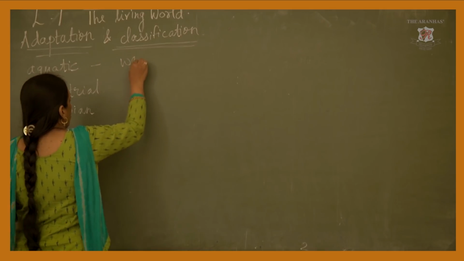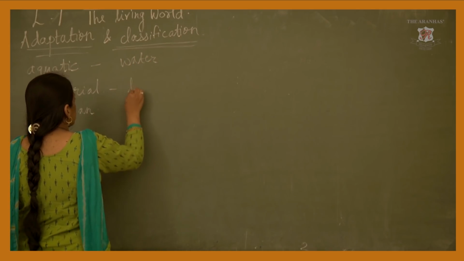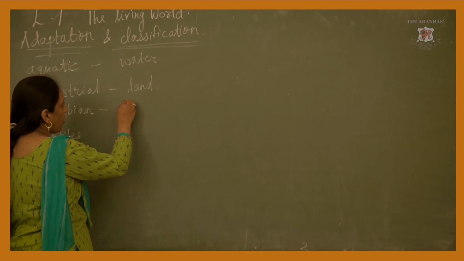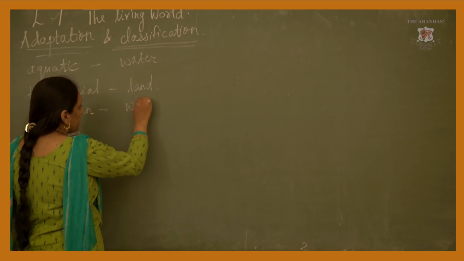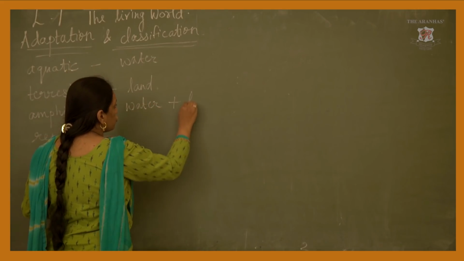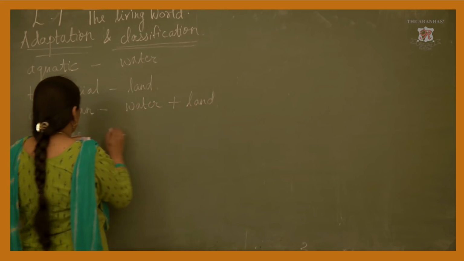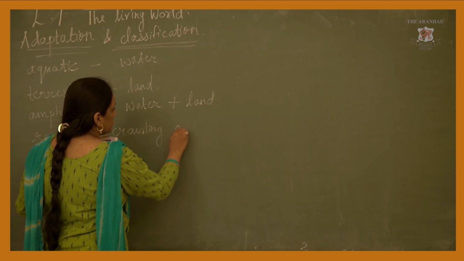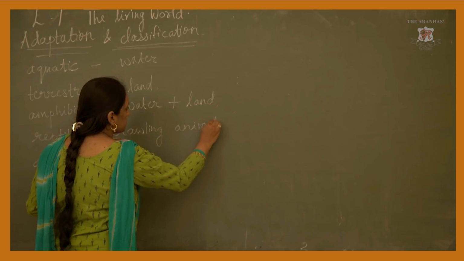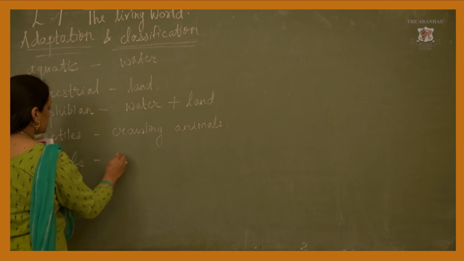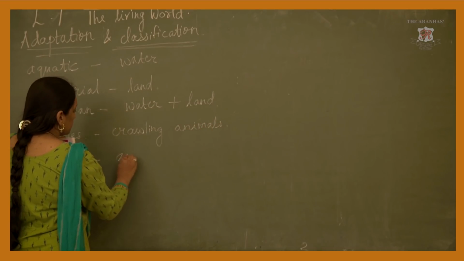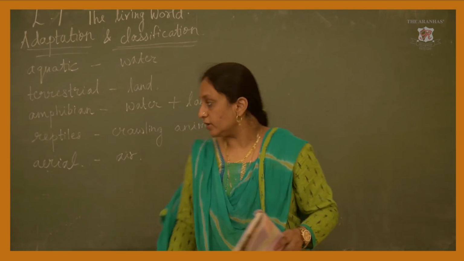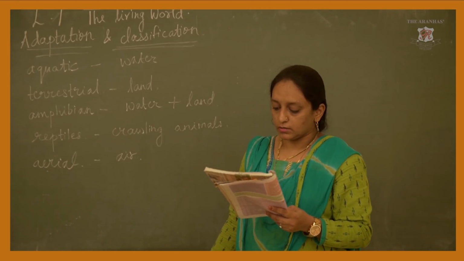Aquatic, water animals. Terrestrial, land animals. But amphibian animals or plants will grow and live in water, also on land. Reptiles means crawling animals. Clear everyone? This we have studied, this is called classification. Aerials means that live in the air. This is all about the variety of animals that we see on earth.